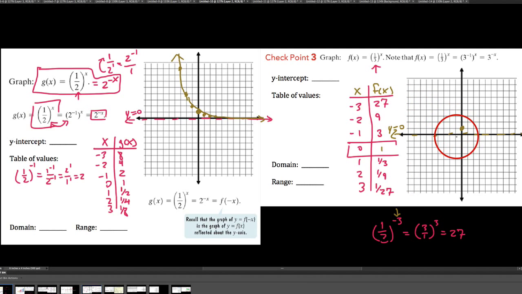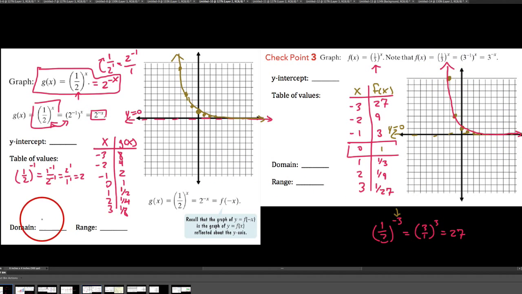So our graph, let's go ahead and put these points on the grid here. -3, 27 is too tall for me to put on this grid. But we say -2, 9 would be here. -1, 3 would be here. And then we have, of course, a third, a ninth, and a 27th. You see that it's getting really close to the x-axis as we go to the right there. Okay, so we get something that looks like this right here.